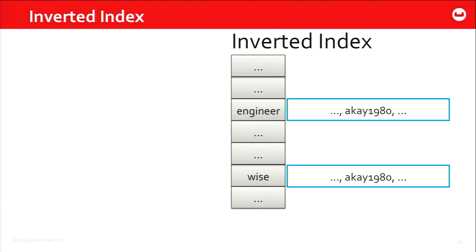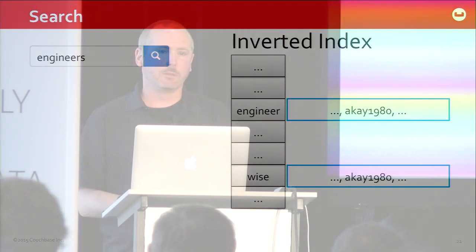So engineer, we see the key AK1980, and wise, likewise, has that same key. Again, this is just a logical representation. That's not the actual structure we're using, but just to help understand how it works, that's what we see. Now, what happens when someone comes along and wants to perform a search? Here I've shown the search box where someone's come along and typed in the search engineers.